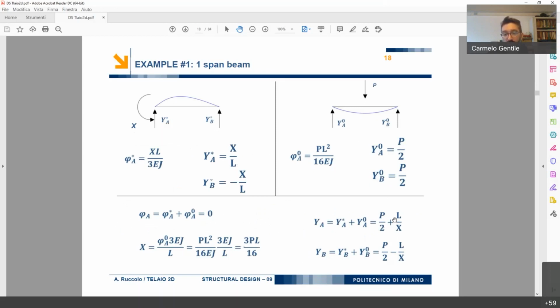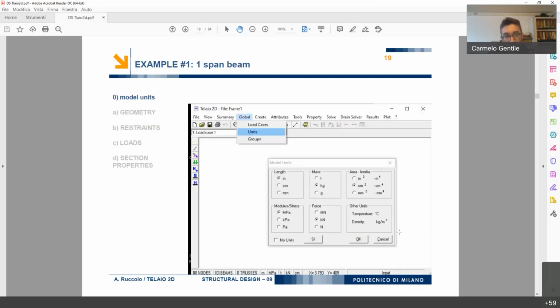Okay, here there is a problem. I said that it is equal to L over x. It's a mistake. It's x over L. I will correct it before uploading. And same for the second one. Okay, now that was just a reminder.